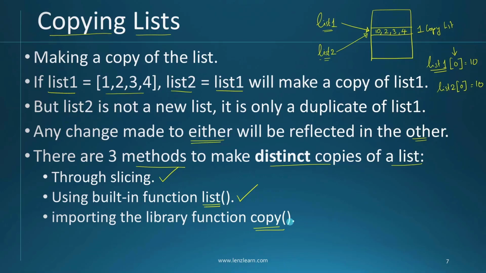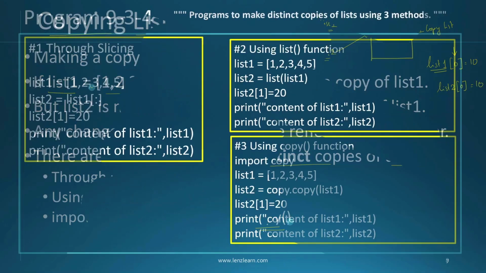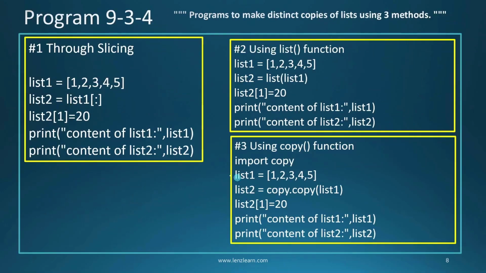Okay, so now let us see the example, then you will understand it clearly. So here again, see there are three programs, right? All the three methods, that is through slicing, using the list function, or using the copy function, are mentioned over here. We will run any one. So maybe I will just run the first program and show the result after I explain all the three.